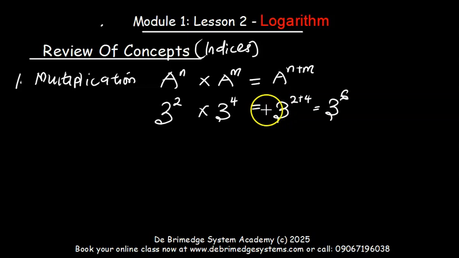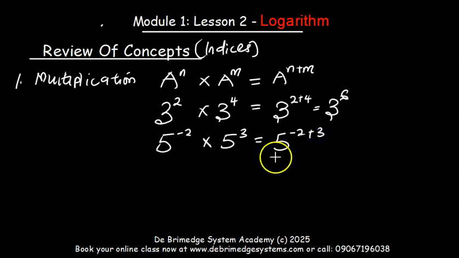Wherever the case may be, even with a negative number, let's assume I have 5 to the power of minus 2 times 5 to the power of 3. This will give me 5 to the power of minus 2 plus 3, and minus 2 plus 3 is 1. So this is the multiplication law as stated by indices.